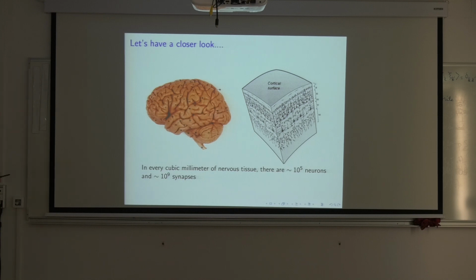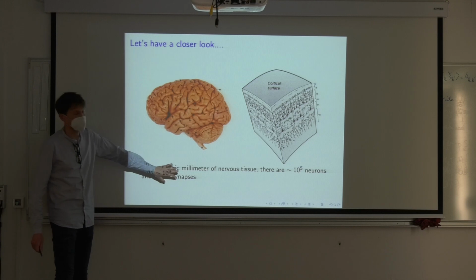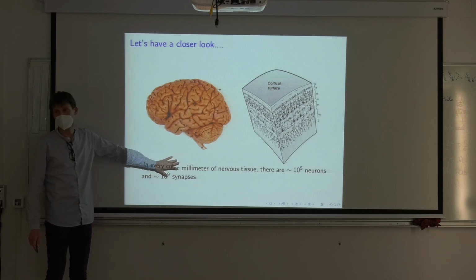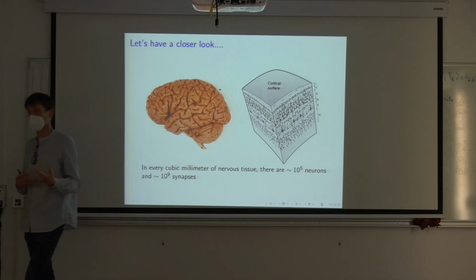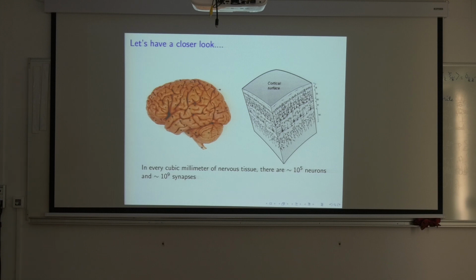And this is in mammals. In vertebrates in particular, these numbers will be different. Dividing these two numbers is instructive because it tells us that each neuron has approximately 10,000 synapses, which is a pretty huge connectivity.